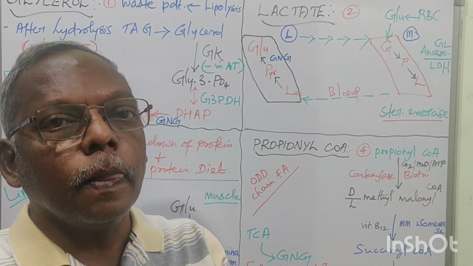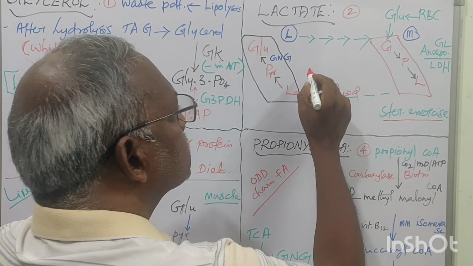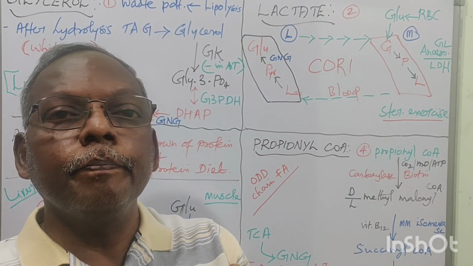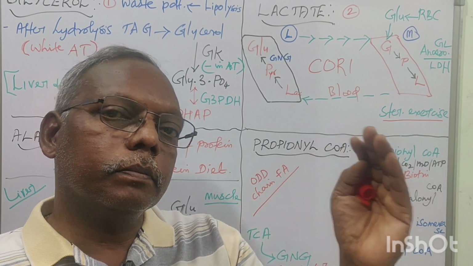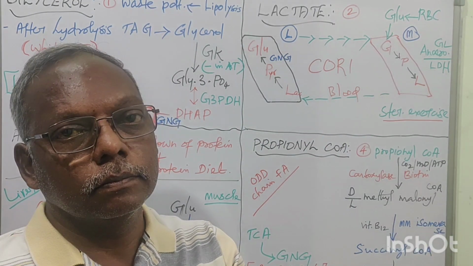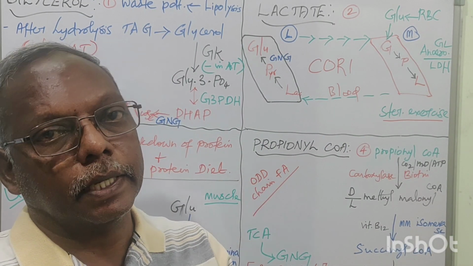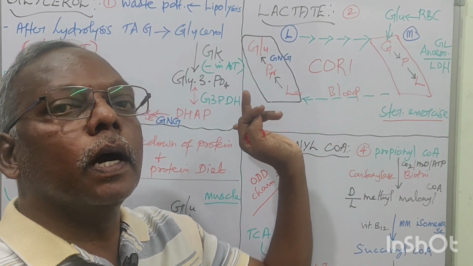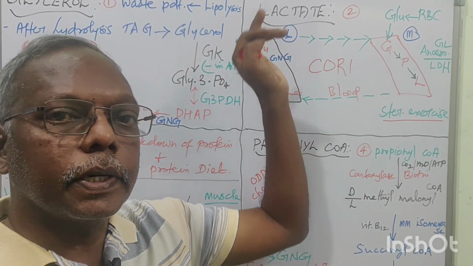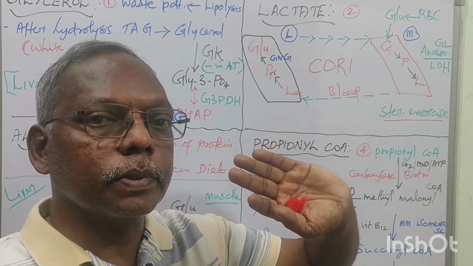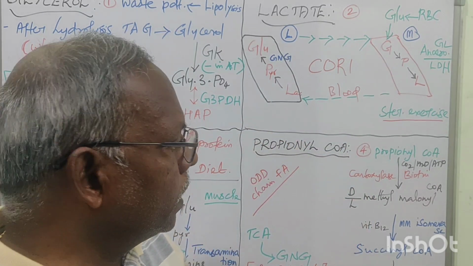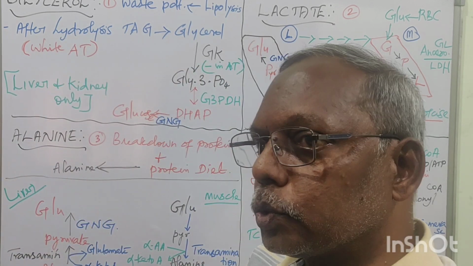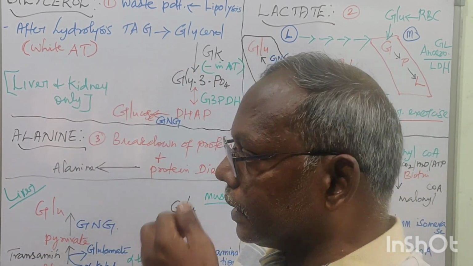This is the Cori cycle, that is C-O-R-I, Cori. It is nothing but the transfer of lactate from muscle to liver, known as the Cori cycle. Okay, how pyruvate is converted into lactate and finally how lactate is converted into pyruvate and finally produces glucose is the concept of the Cori cycle. Third one is alanine. There are so many glucogenic amino acids.